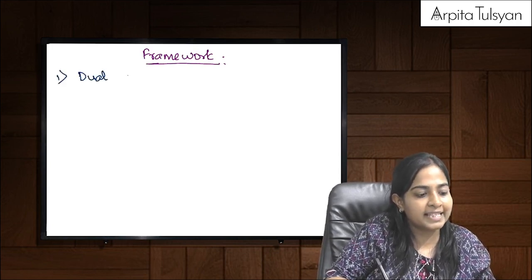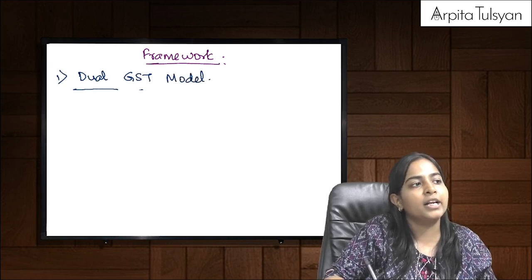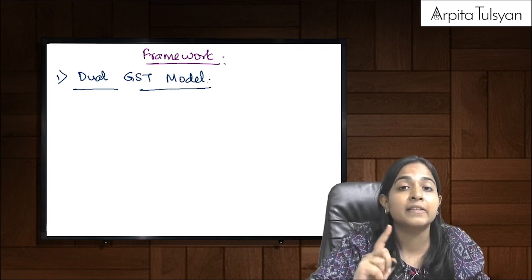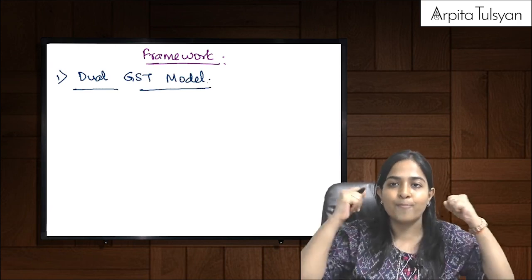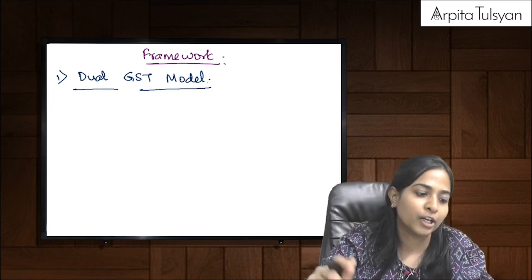First of all, they say that this goes on a dual GST model. What do you mean by dual GST model? Remember the reason for doing the constitutional amendment? Because both of them, the central government as well as the state government, wanted the powers to introduce GST.